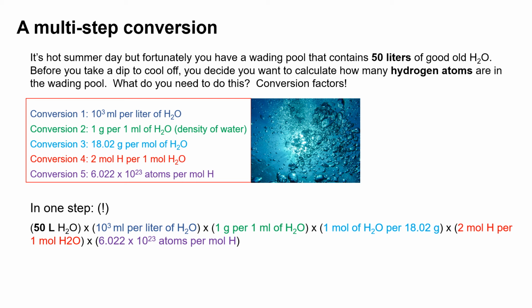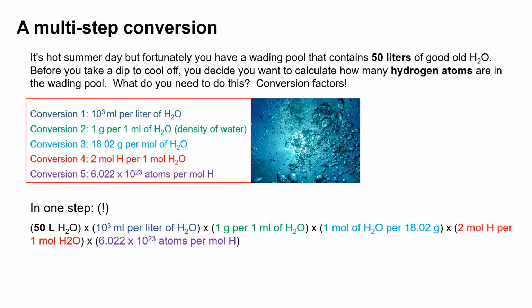The thing that may be a little puzzling at first is how to get from liters of water to grams of water. Fortunately, we have a way to do that. We can use two conversion factors. The first one is that there are 1,000 milliliters or 10 to the third milliliters in every liter of water. And a second conversion factor, which is that there is 1 gram of water in every 1 mL of water, which is the density of water.